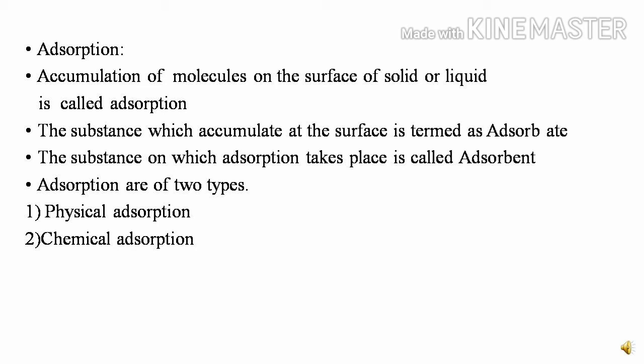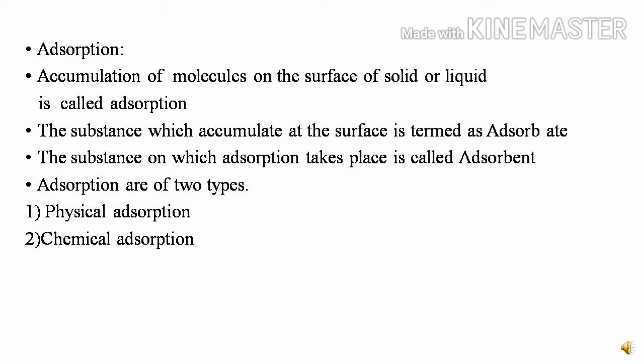The substance which accumulates on the surface is called the adsorbate. The substance on which adsorption takes place is called the adsorbent. In the process of rubbing the board, the duster is called the adsorbent and the chalk powder is called the adsorbate. As chalk powder is accumulating on the surface of the duster, the chalk powder is called the adsorbate. On the duster, the chalk powder is getting adsorbed.